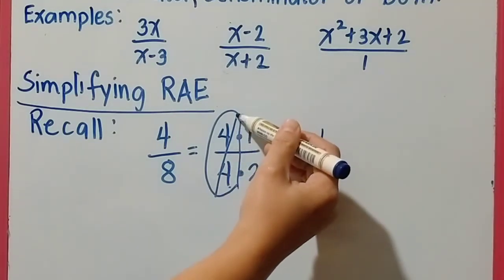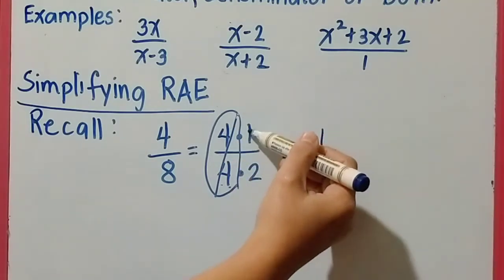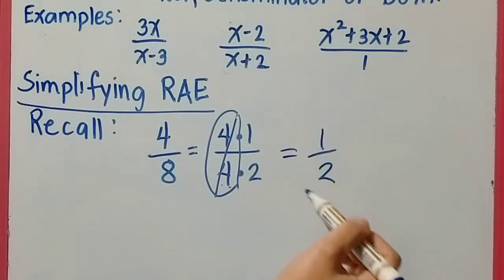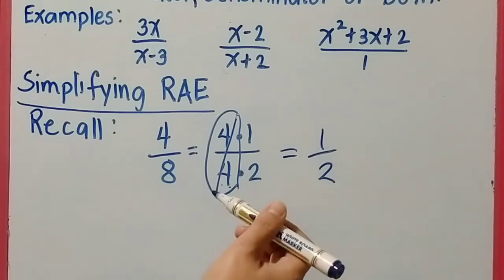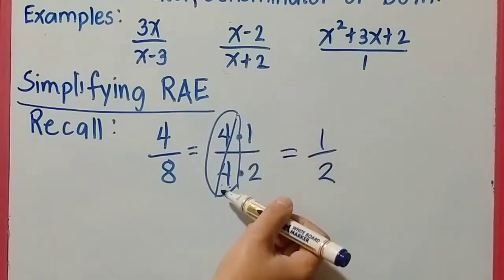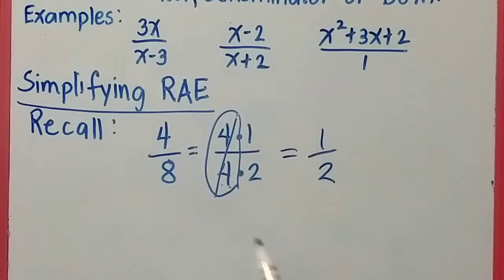Since we cancel this, it will become 1. This is 1 times 1/2, which will give you 1/2. Again, that's according to the identity property of multiplication. So, we do not cancel without any reason. We cancel the factor common to both numerator and denominator because we have formed a fraction equivalent to 1.